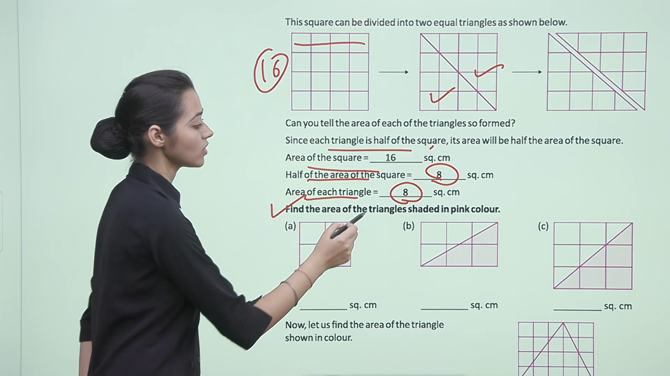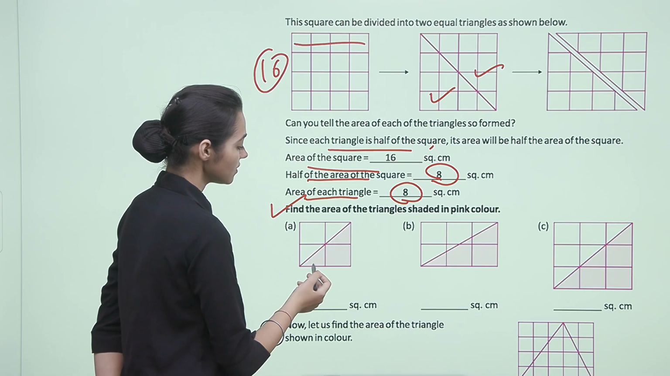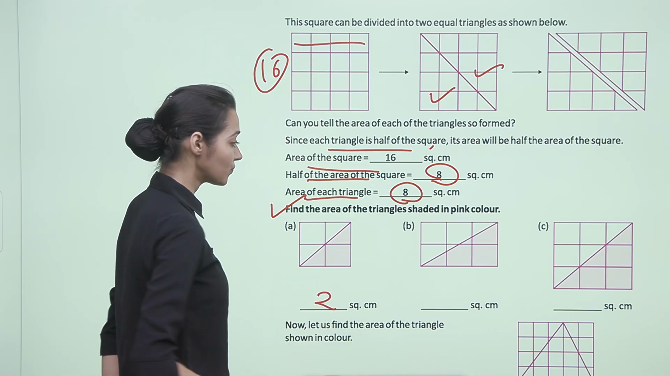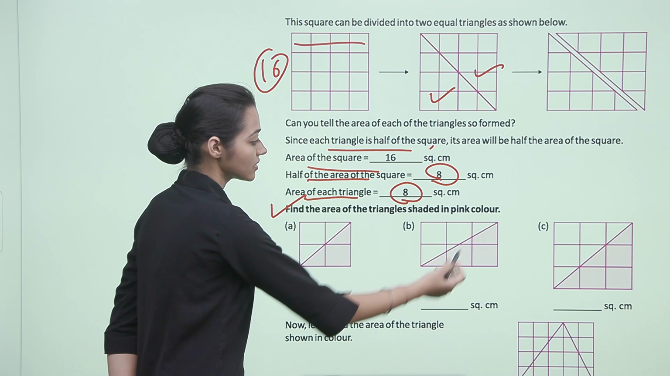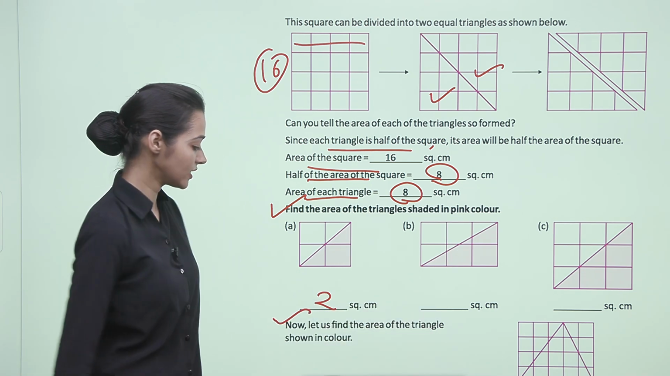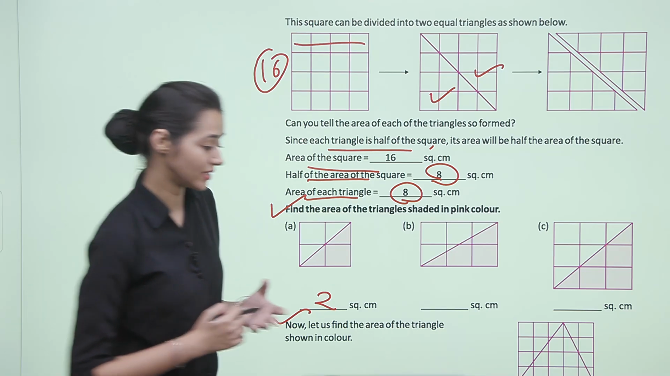Now we have to find the area of the triangle shaded in pink color. So here the area of this triangle is 2, and for this triangle you have to tell me. Now let us find the area of the triangle shown in color. Now we have to find the area of a triangle. How can we find it?